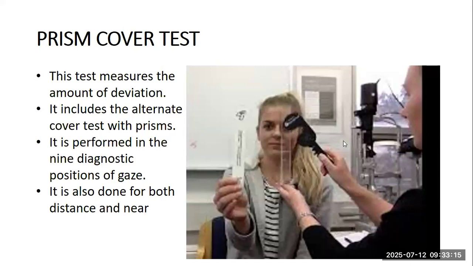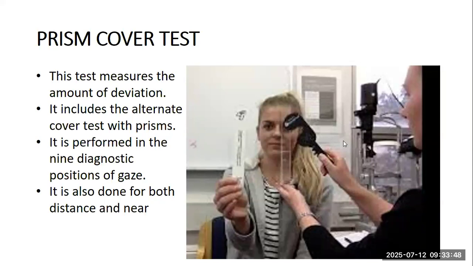Now, the prism cover test is the third type of the cover test. This is also done at distance and near, while the alternate cover test reveals the total deviation. The prism cover test measures the amount of total deviation. So you are doing an alternate cover test, but with a prism in place. So you keep increasing the amount of prism until you do not notice any form of refixation saccade. So this test is also done at distance and near.